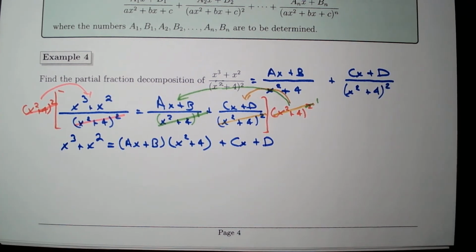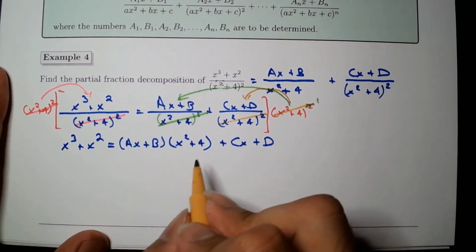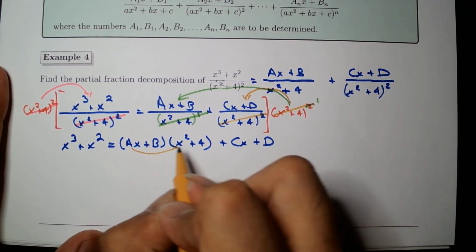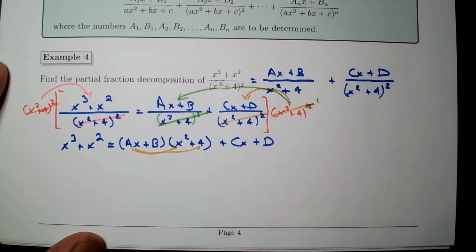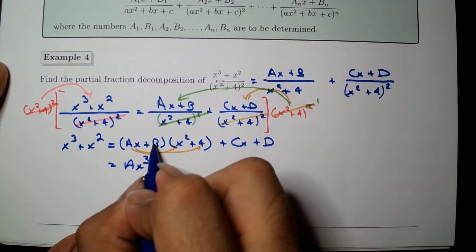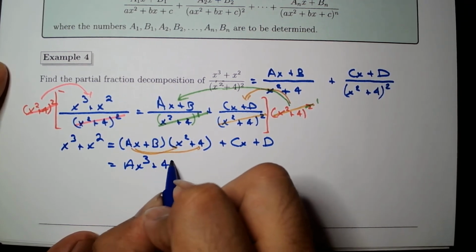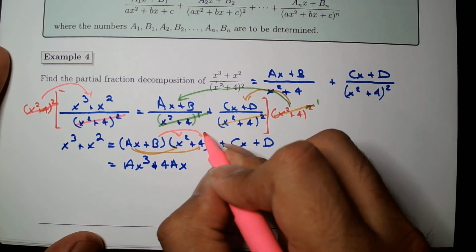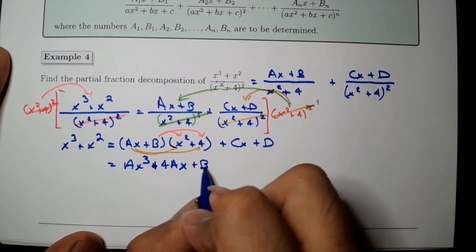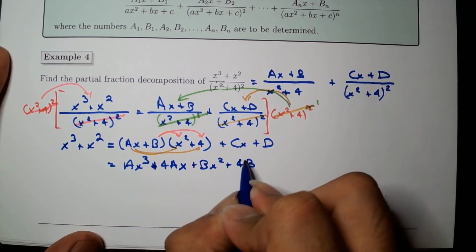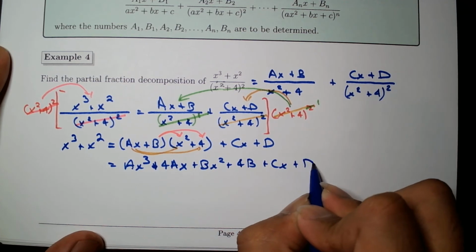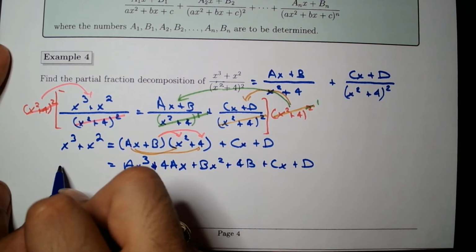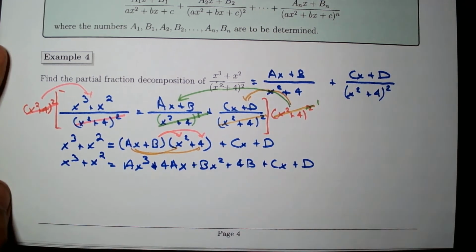And in this case, you know the drill from the previous examples. All we do is keep simplifying to equate coefficients. So that's going to be ax times x squared, ax times 4. So that's going to be ax cubed plus 4ax. Okay, and one more distribution, bx squared and b times 4. So bx squared plus 4b. Don't forget this cx plus d. And the left hand side remains the same, x cubed plus x squared.